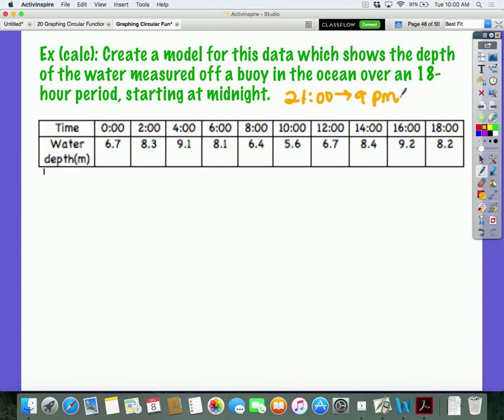Military time. Okay, so to create our model, and if it doesn't tell us what type of model to create, a sine or cosine function, well, you want to look at what type of data that you have, because sometimes a sine function may be easier because you don't have to worry about a horizontal translation, or a cosine function might be easier.